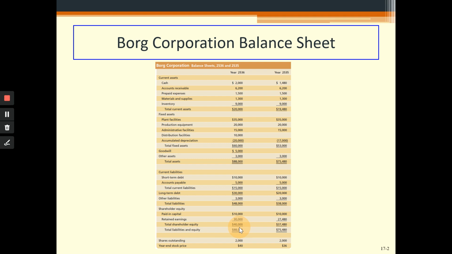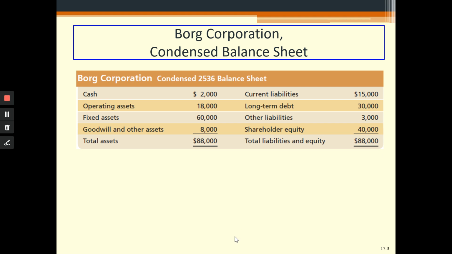And it's also mentioned that the price of the stock at the end of the year 2536 is $40, and the outstanding shares are 2,000. Now, this statement can be condensed as this.